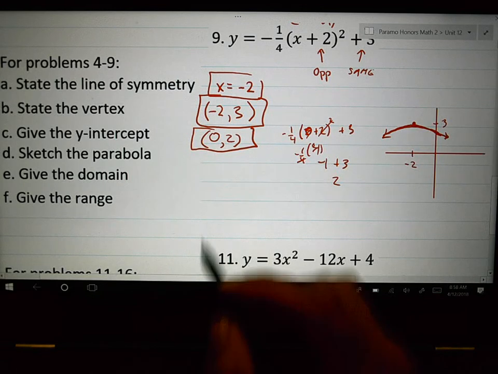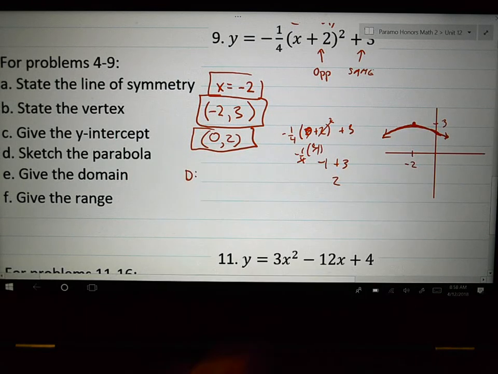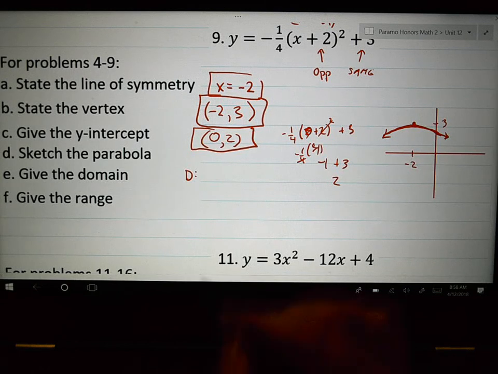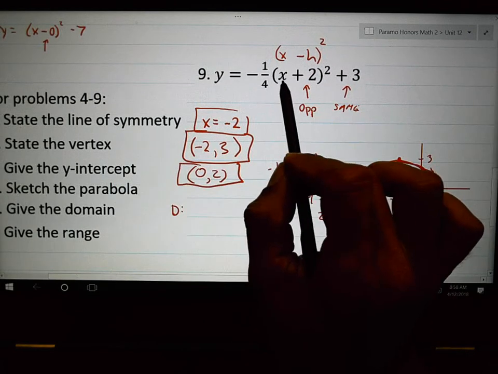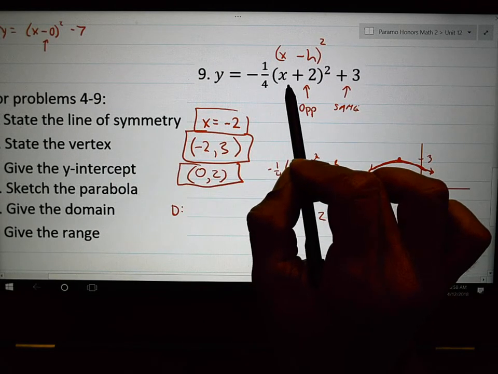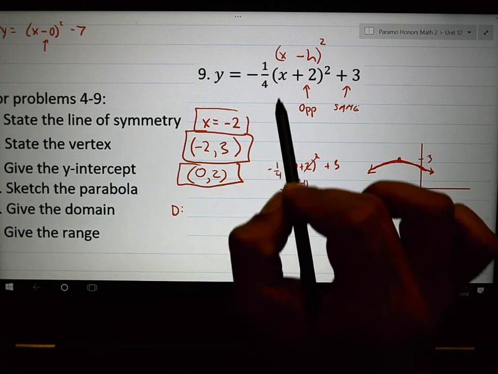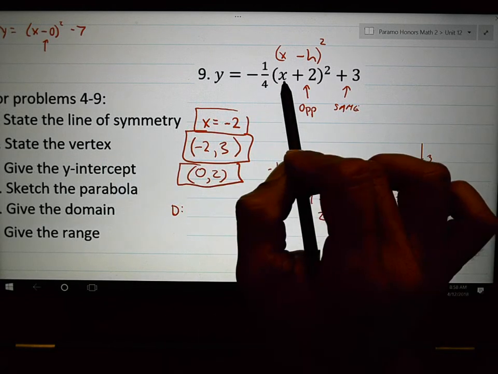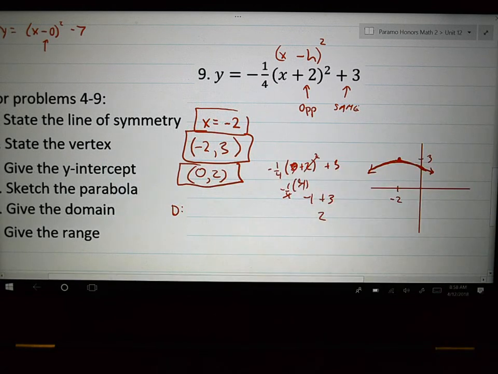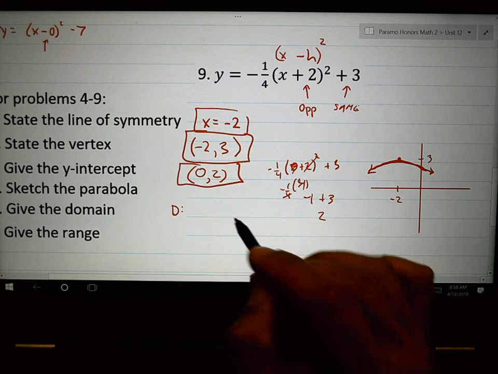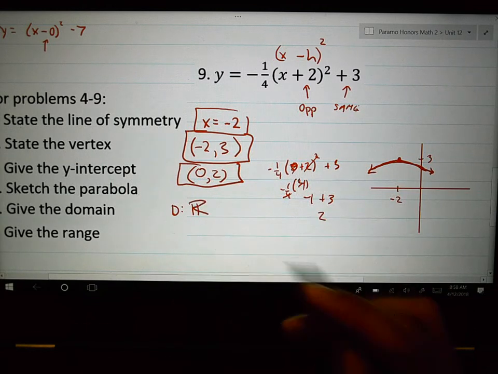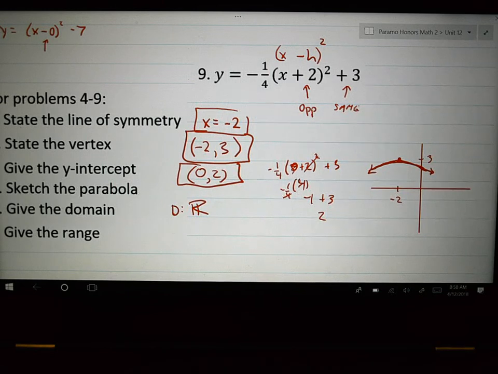The domain. I abbreviate domain. I usually put a D, and I usually put a colon there so I can say what the domain is. The domain is, can I plug in anything I want in for x? Can I plug in a -100 and find a value? Can I plug in 0 and find a value? Can I plug in 1,000,000 and find a number for that? I can plug in any number I want. Therefore, I can plug in any real number and get a real value. My domain is all reals.